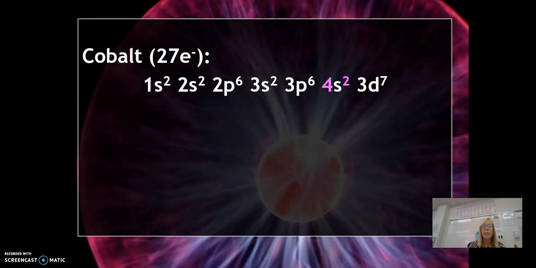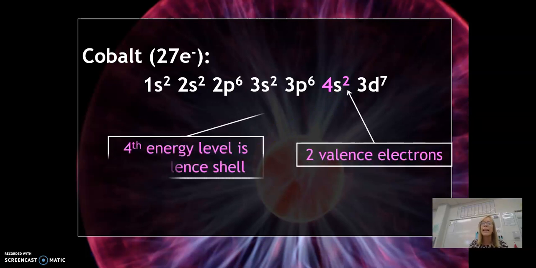How about cobalt? Here's the electron configuration for cobalt. Now be careful. Notice this ends in 3d7, which would tell you where to locate it on the periodic table. But this 4 here is actually the highest energy level. And so how many valence electrons does cobalt have? You should see that it has 2 valence electrons.